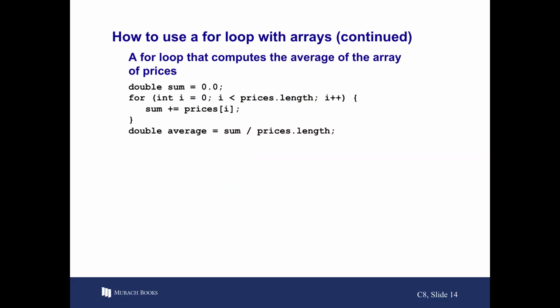Here's another example of using a for loop. In this case, we're taking an array called prices. We're summing it up, and at the end, we're going to calculate the average of the values. So you see that we define an accumulator variable, double sum equals 0.0. We then use a for loop. We aggregate each of the prices element into sum, and then we do a calculation. Average equals the sum of the array divided by the number of elements in the array.